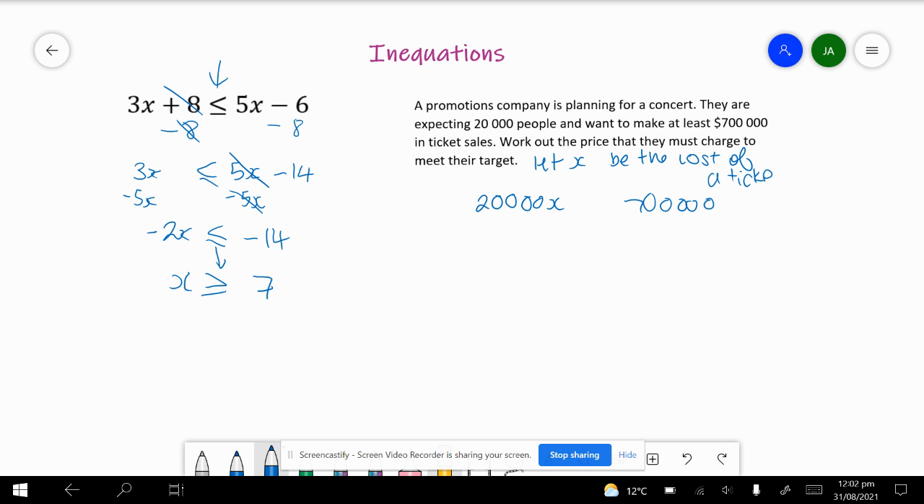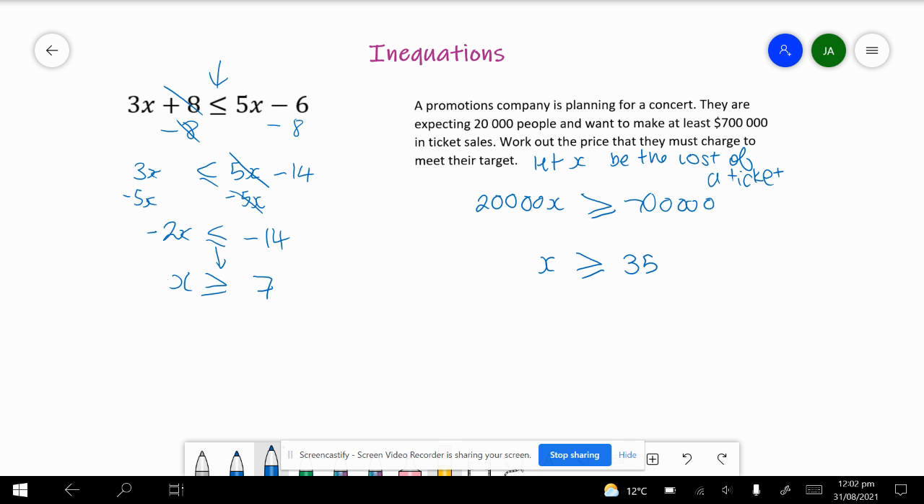Okay, so we need to know how much we need to charge them. So we want that to be at least. So it has to be greater than or equal to 700,000. So to find out what x is, we just divide by 20,000 and we end up with x has to be greater than or equal to 35.